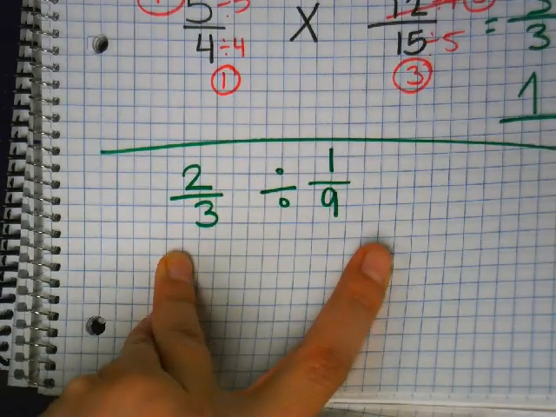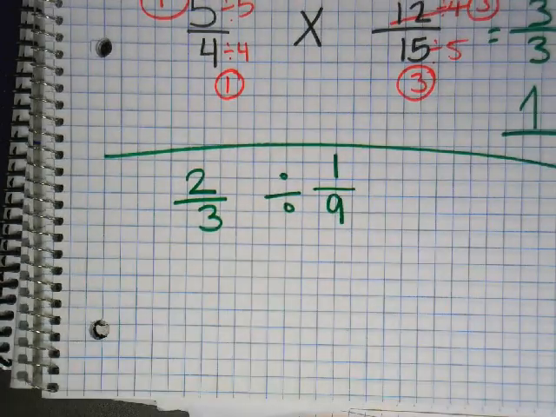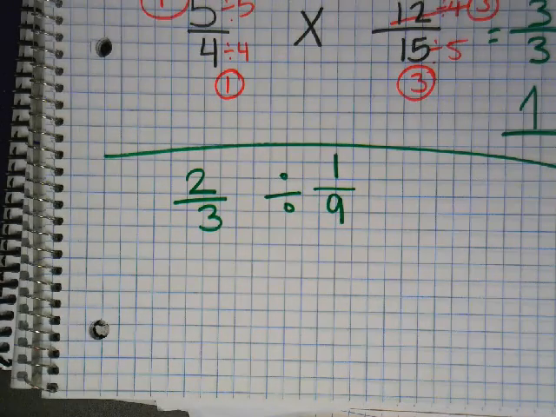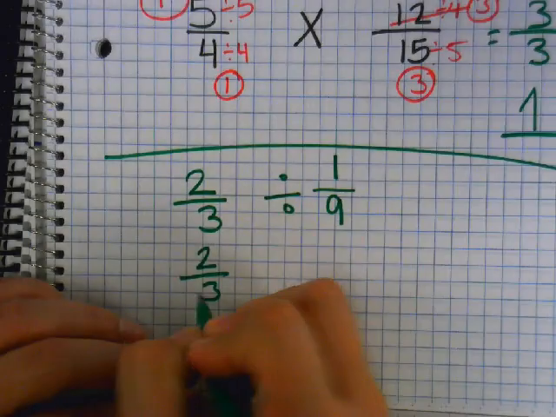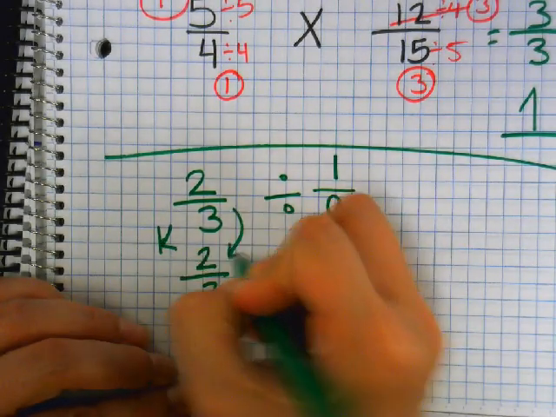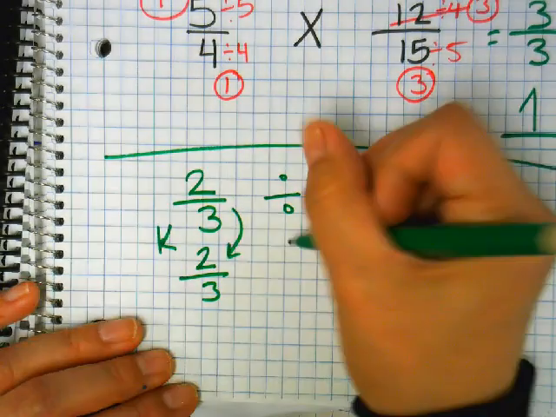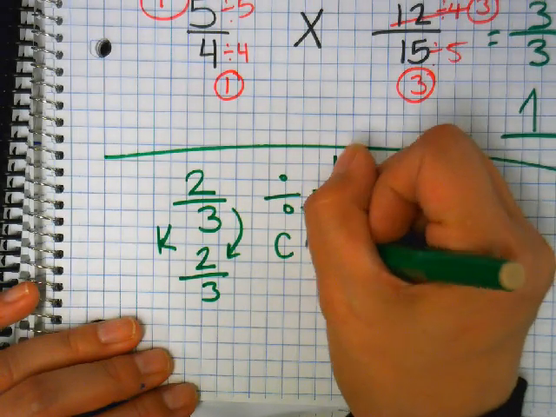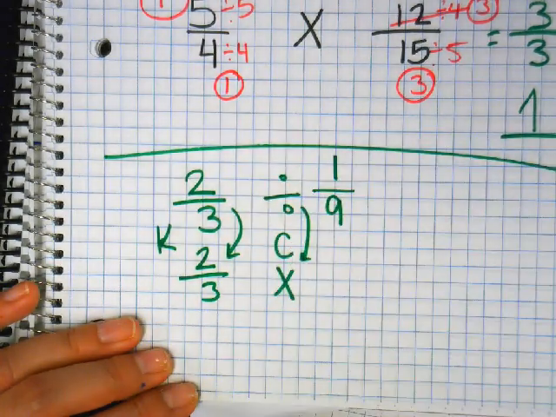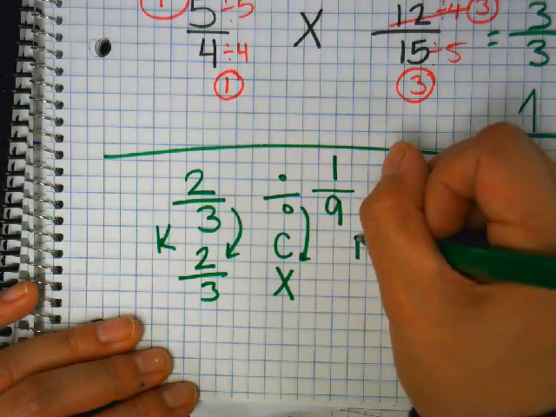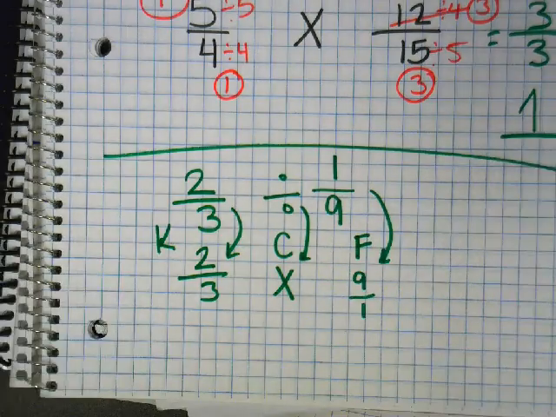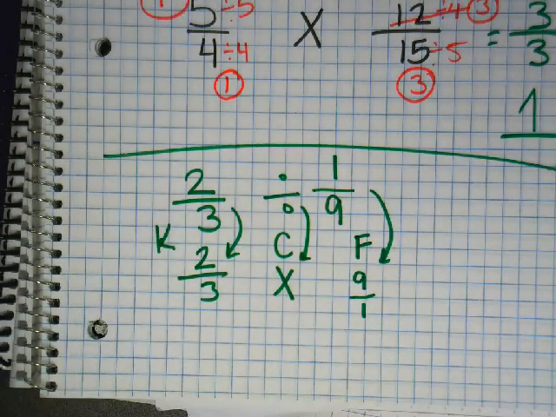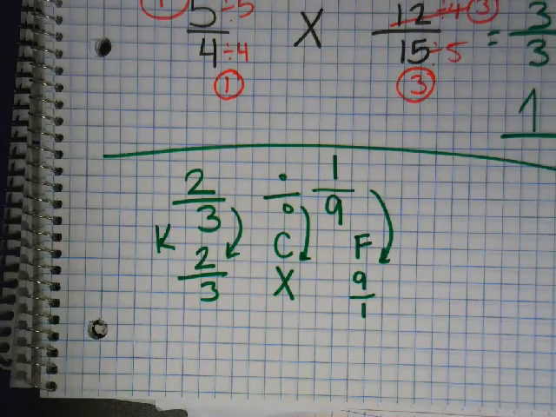Change, or switch, I heard. 1 over 9. Division to multiplication, and then flip. So we write it 2 over 3. You're going to keep the same. You're going to change division to multiplication. You're going to flip 1 over 9 to 9 over 1. 9 over 1. We're doing all of that?